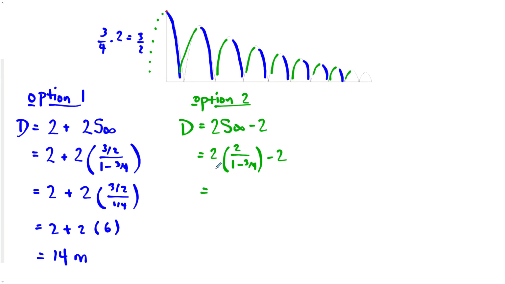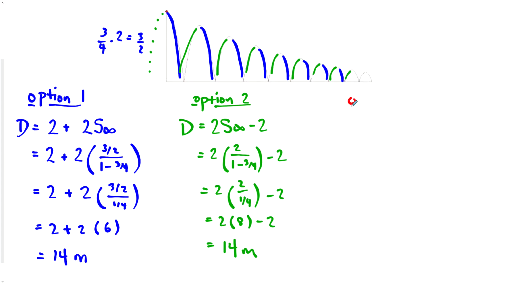All right, and then we can just work with this. So this is 2/4. And then this would be 8. So this would be 2 times 8 minus 2, which would be 16 minus 2, so 14 meters. And of course we got the same answer because we're doing the math right.